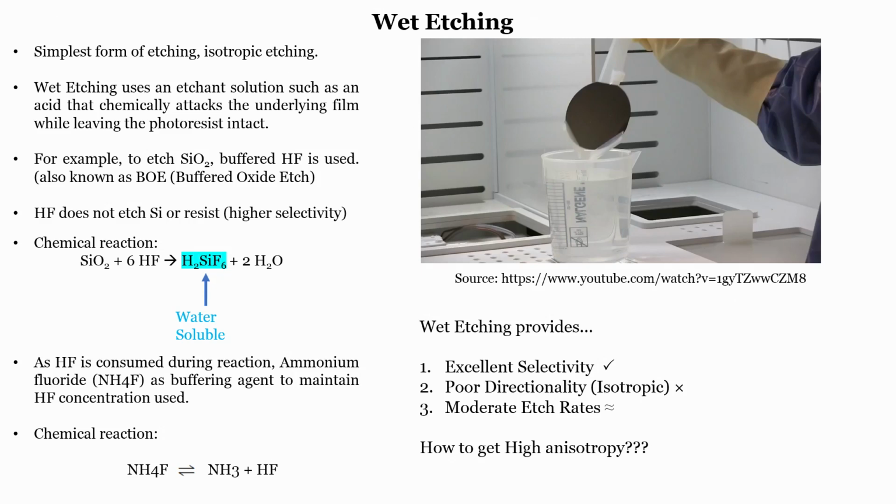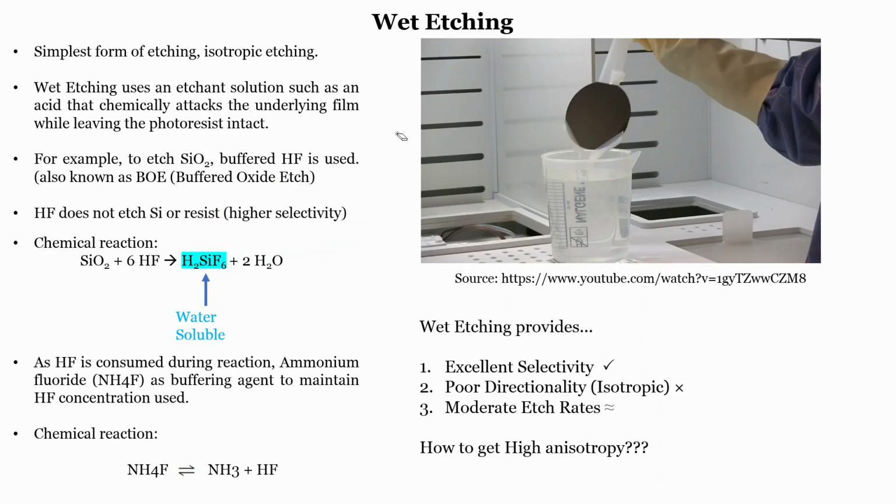There we used wet etching to etch the piezoresistive material, to etch silicon dioxide, and to etch the chrome gold. Now here, for example, to etch silicon dioxide, buffered HF is used, also known as BOE, buffered oxide etch. HF does not etch silicon or resist, which is why it has higher selectivity. So that is the importance of HF or BHF in etching silicon dioxide, because it is highly selective and will not etch the silicon.